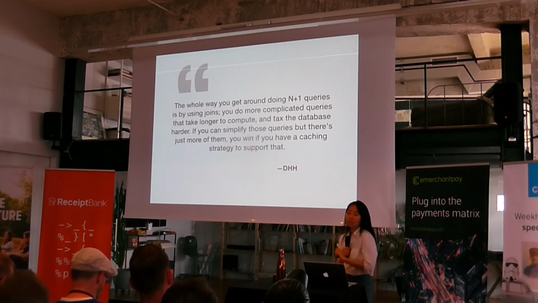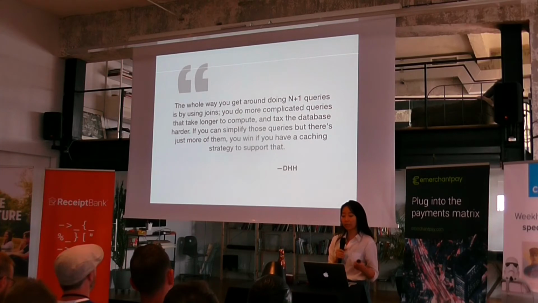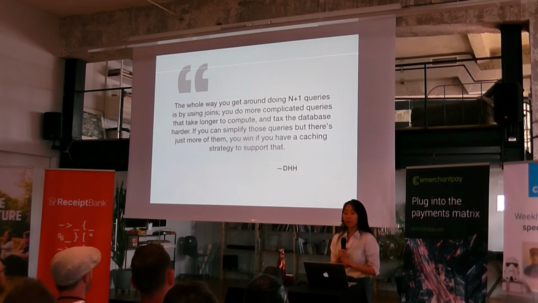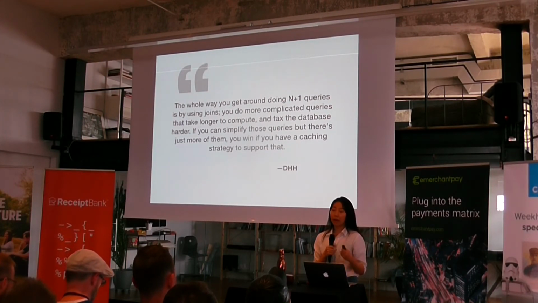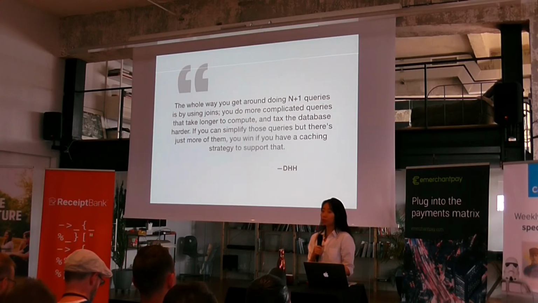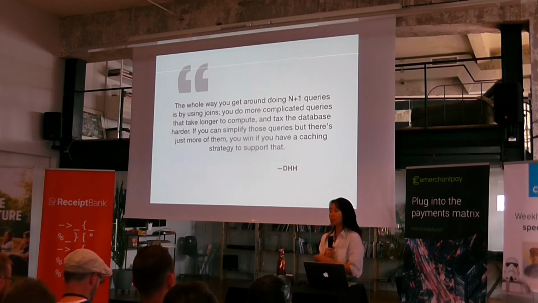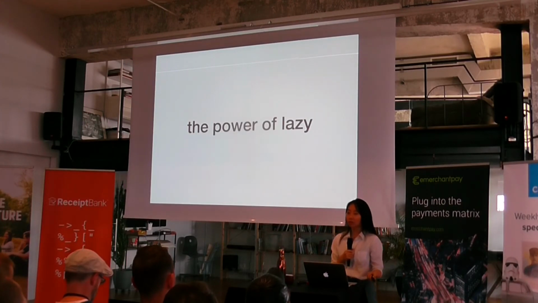So later on, DHH says the whole way you get around doing n+1 queries is by using joins. You do more complicated queries that take longer to compute and tax the database harder. If you can simplify those queries, but there's just more of them, well, you win if you have a caching strategy to support that. So even though it's not purely necessary to execute n+1 queries just to get all the posts and the comments associated to each post, if you have a caching strategy that supports it, if you've built your system to support it, then n+1 can actually be your friend. You can use it to increase the performance of your application. And that is the power of lazy.